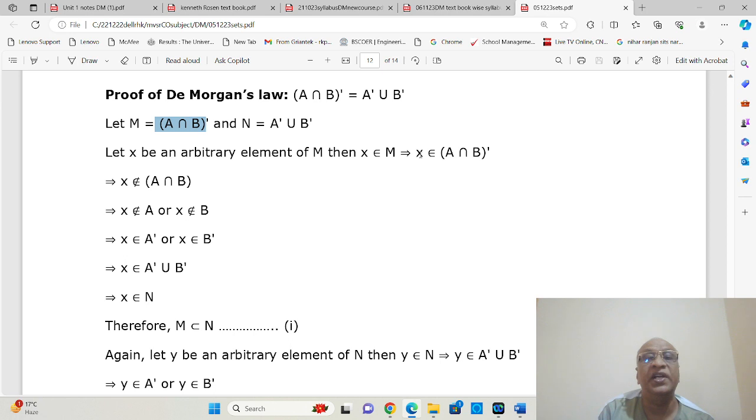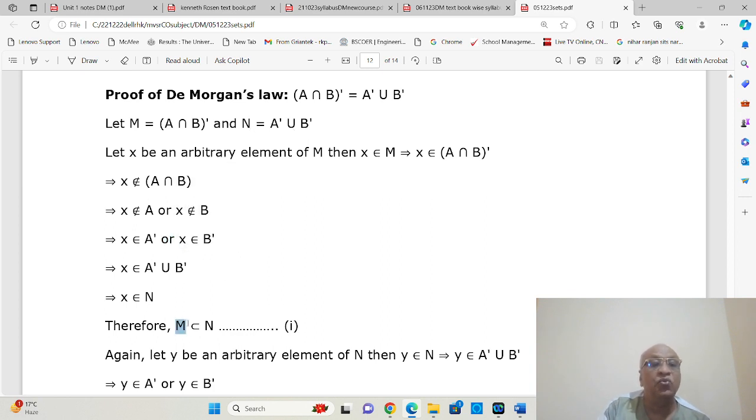If X belongs to M, X belongs to (A intersection B) complement. If X belongs to (A intersection B) complement, it does not belong to A intersection B. If X does not belong to A intersection B, X does not belong to A, or here "or" is important, X does not belong to B. So X belongs to A complement or X belongs to B complement. When it is "or", we can say that X belongs to A complement union B complement. It means X belongs to N.